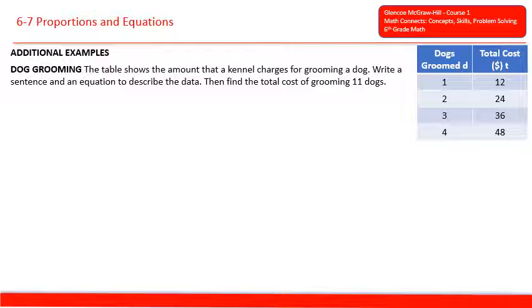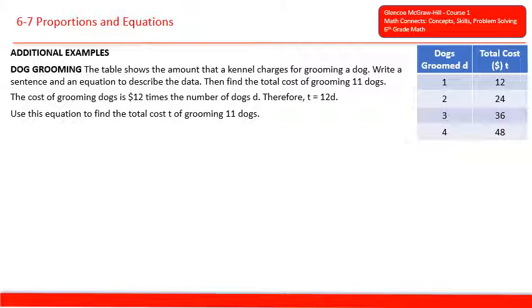Dog grooming. The table shows the amount that a kennel charges for grooming a dog. Write a sentence and an equation to describe the data. Then find the total cost of grooming 11 dogs. The cost of grooming dogs is $12 times the number of dogs D. Therefore, T equals 12D, or total cost equals $12 times D, the number of dogs.